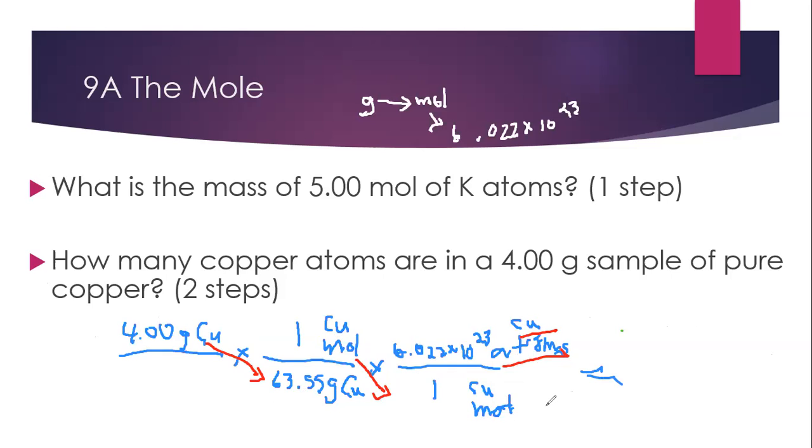Okay. I personally, I just do this. I will take 4.00 grams and I will divide it by 63.55 and push equals. Once I push equals, then I say times 6.022 times 10 to the 23rd for Avogadro's number. And then I push equals, okay?